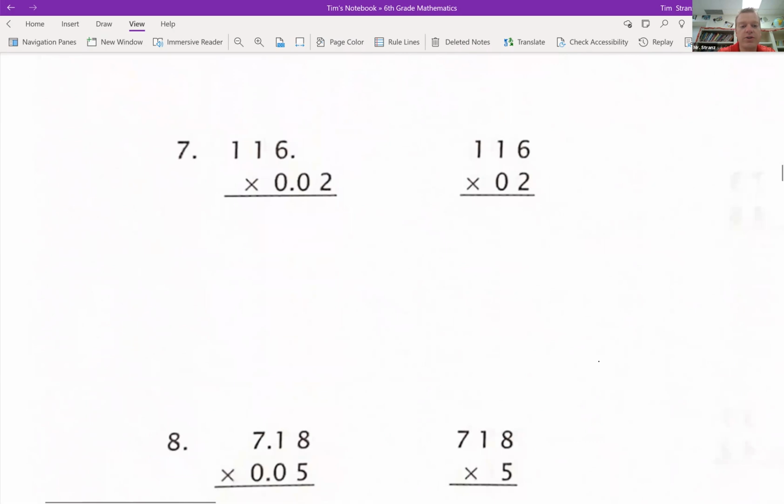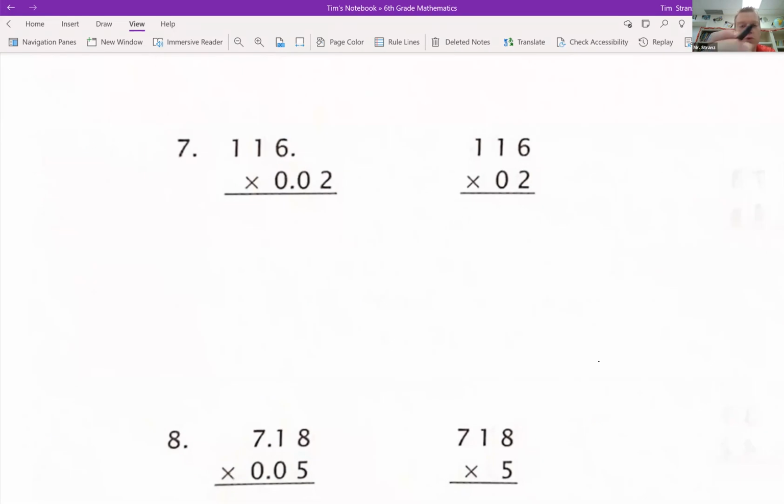Okay, number 7, 116 times 0.02. So 2 times 6 would be 12. That's 2, 3, and then 2. I don't have to do the other zeros because they're just going to equal all 0. All right, so I'm going to add these up. I got 2 decimal places, and that's it. So 2.32.